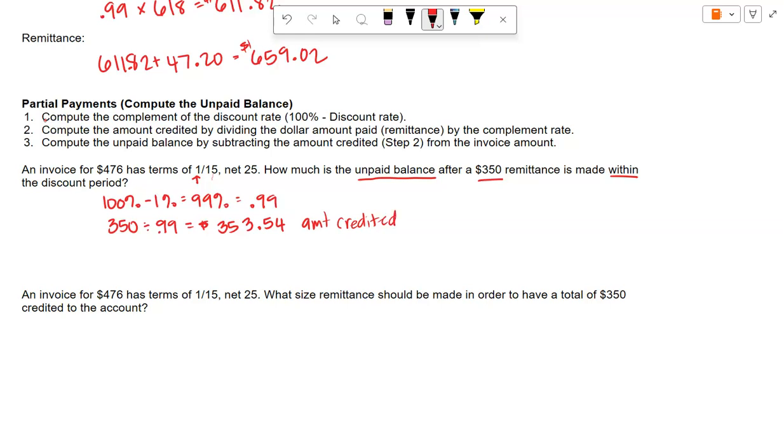And then I need to calculate my unpaid balance. So the unpaid balance is my invoice amount minus the amount that was credited to their account. And in this case, that is $122.46. And that's how much they still need to pay within 25 days of their invoice date.